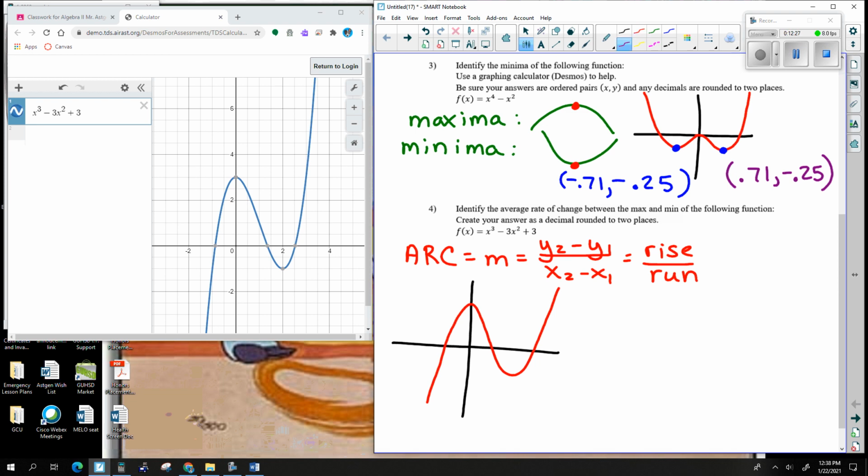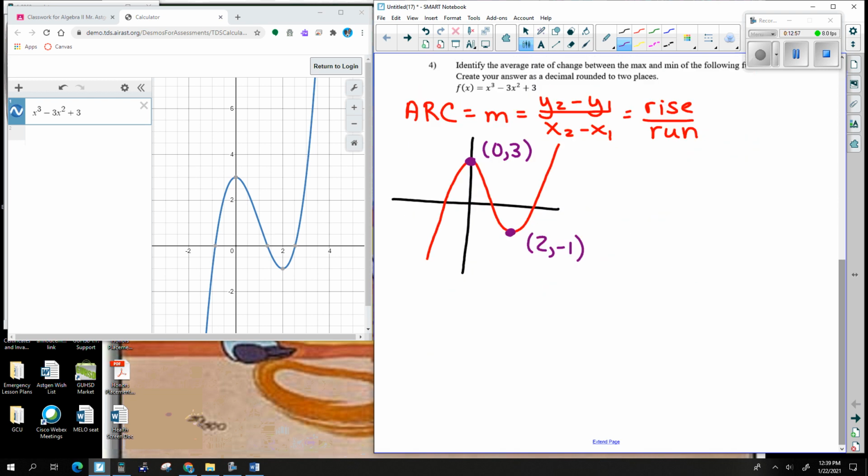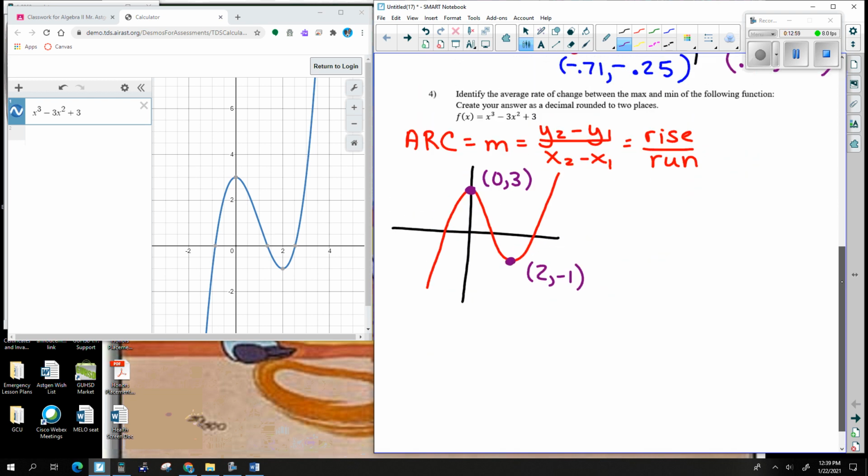So the maximum is right here, and the minimum is right here. Let's go ahead and identify those points. I see that the maximum occurs at (0, 3). The minimum occurs at (2, -1). All right, so I can do this a couple different ways. I know that the average rate of change is the slope, so what is the slope between those two points?